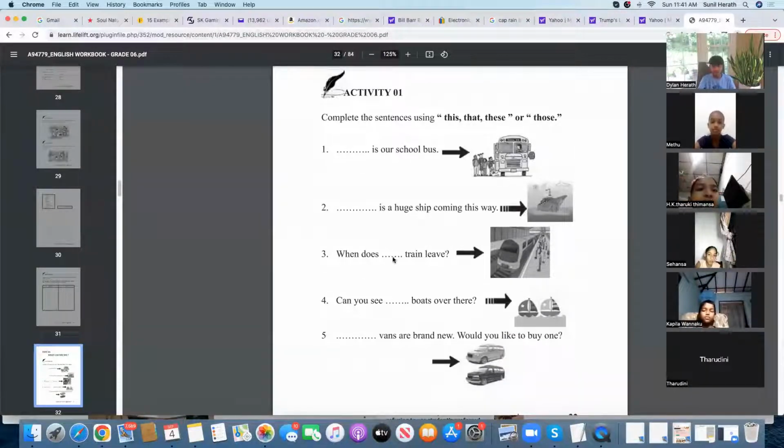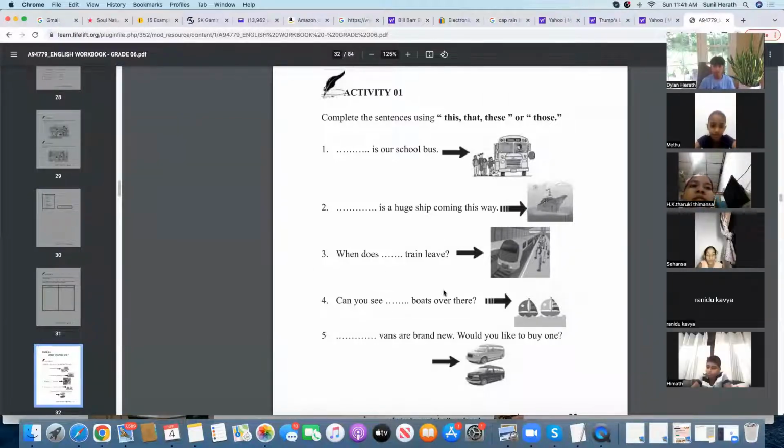Next sentence is 3. When does blank train leave? When does this train leave? Thank you. When does that train leave? Number 4.